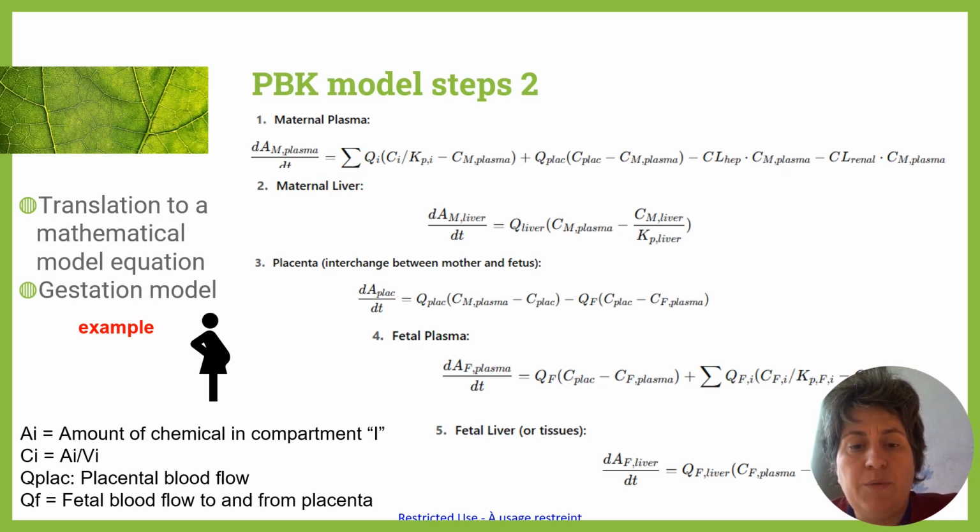Here you have the maternal plasma, the maternal liver, and the compartment of the placenta that is divided into fetal placental and fetal liver. You define the amount of chemical in each compartment, and then you can also look at the concentration, which is the amount divided by the volume of that specific compartment. You need to include the placenta blood flow and fetal blood flow to and from the placenta. These are physiological data.